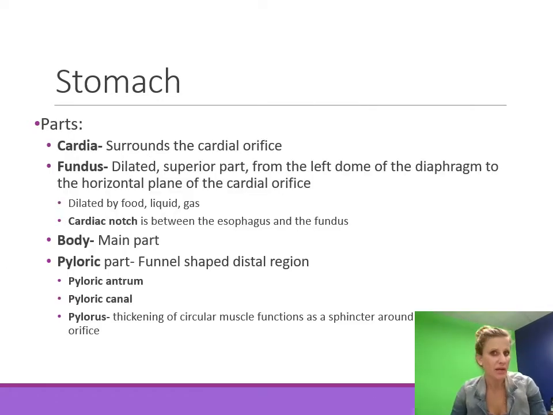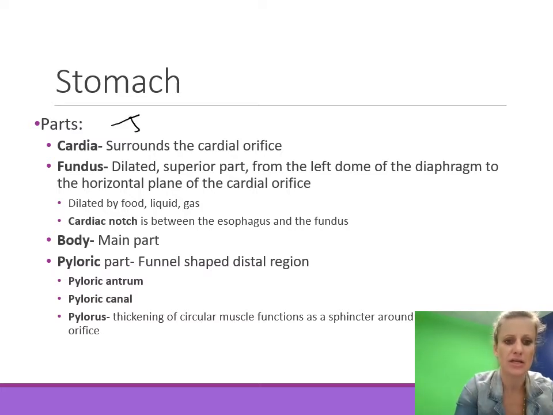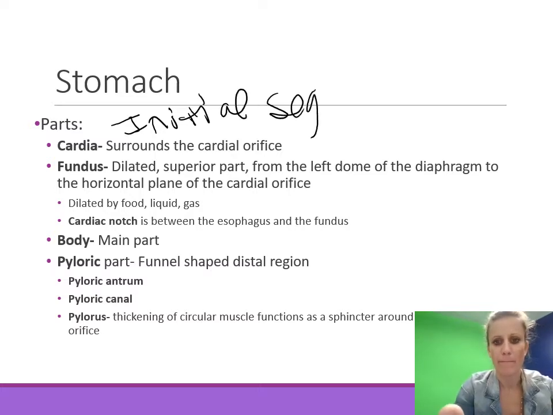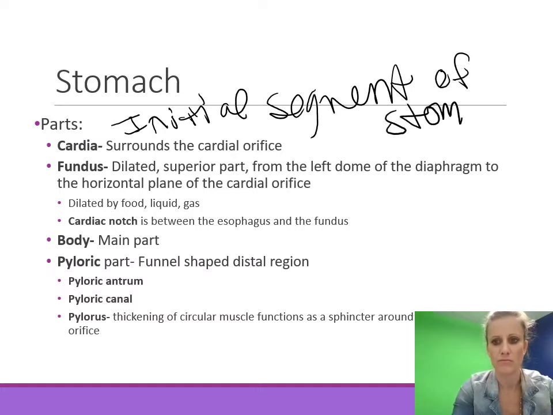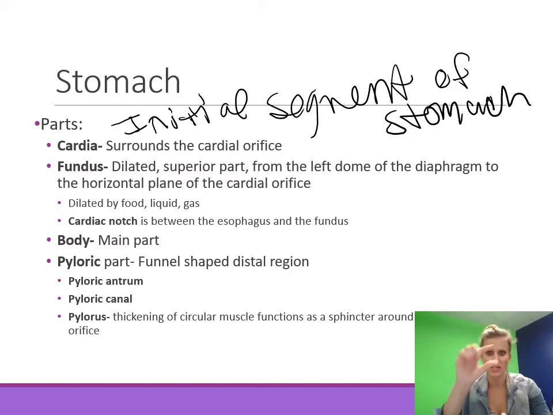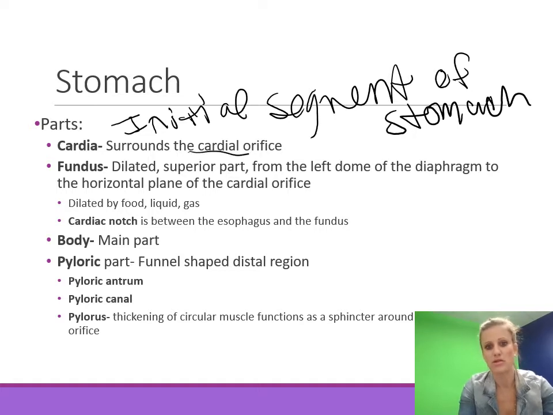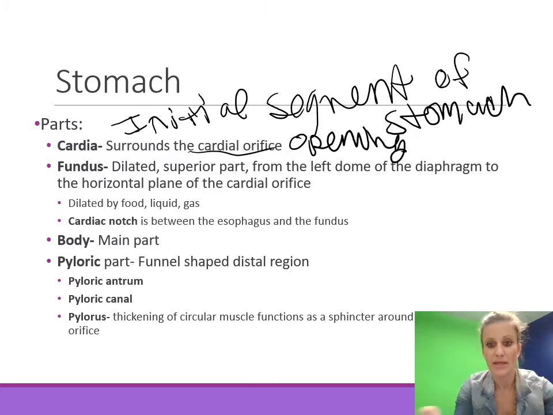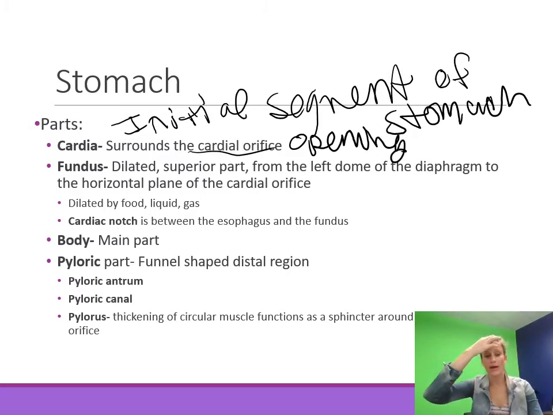The stomach can be broken up into four major sections or four major parts. We've already mentioned the cardia and the fundus, but the cardia is the initial segment of the stomach, a very little first part of the stomach. It's literally just the area that surrounds the cardial orifice, or the opening into the stomach that the food passes through as it goes from the esophagus into the stomach. So just that first little part.